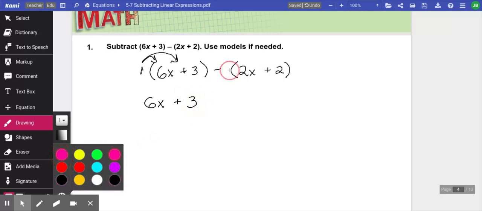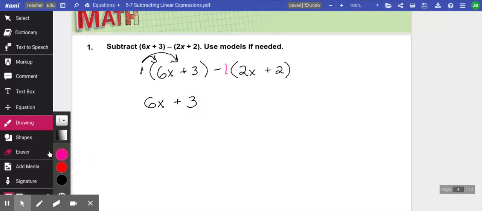1 times 6x and 1 times positive 3. But I'm going to use a different color here. This one is a little bit different. Notice there's a minus sign in front of it. So we have to take that with us, and we're actually going to multiply negative 1 times 2x. So negative 1 times 2 is negative 2x. See, negative 1 times 2x is negative 2x. And what happened is the sign flipped. Now negative 1 times positive 2 is also negative 2.